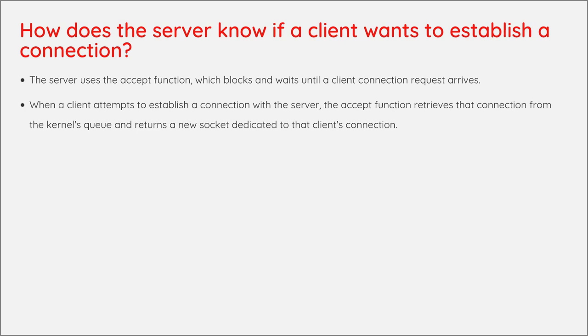How does the server know if a client wants to establish a connection? The server uses the accept function, which blocks and waits until a client connection request arrives. When a client attempts to establish a connection with the server, the accept function retrieves that connection from the kernel's queue and returns a new socket dedicated to that client's connection.